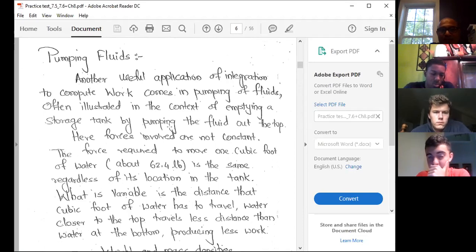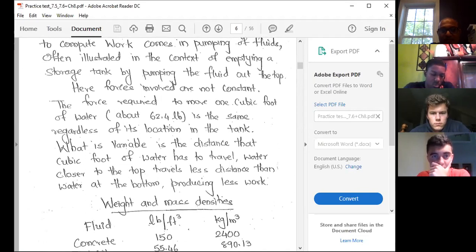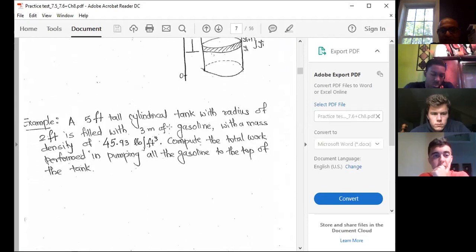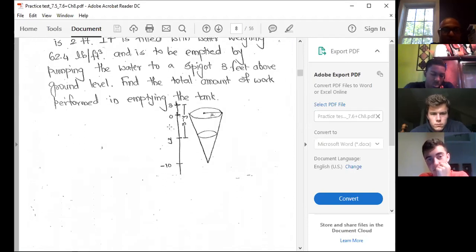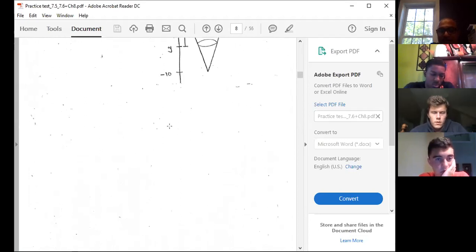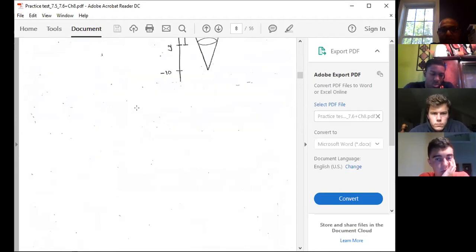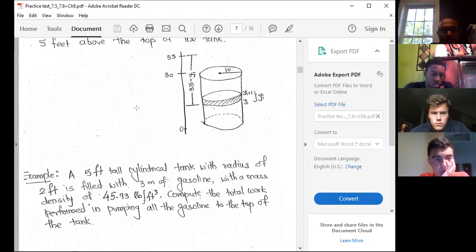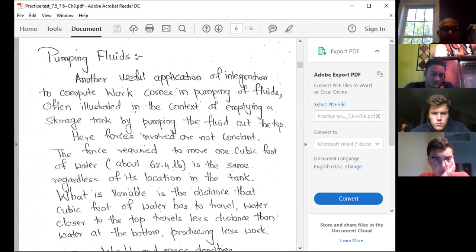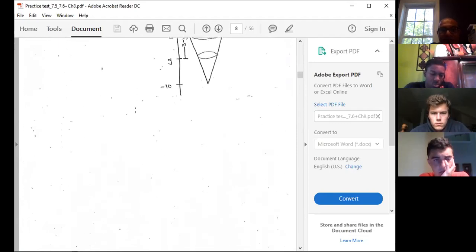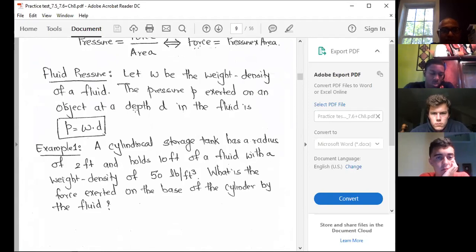Now pumping fluids. These are examples of fluid mass and fluid flow. That is the last article. For articles 7.5, 7.6, and 7.7, I prepared these two packets. So take the printout and try to solve this one, on fluid force, on your own. Try to solve both of them on your own, and most likely we'll go over most of it in class.